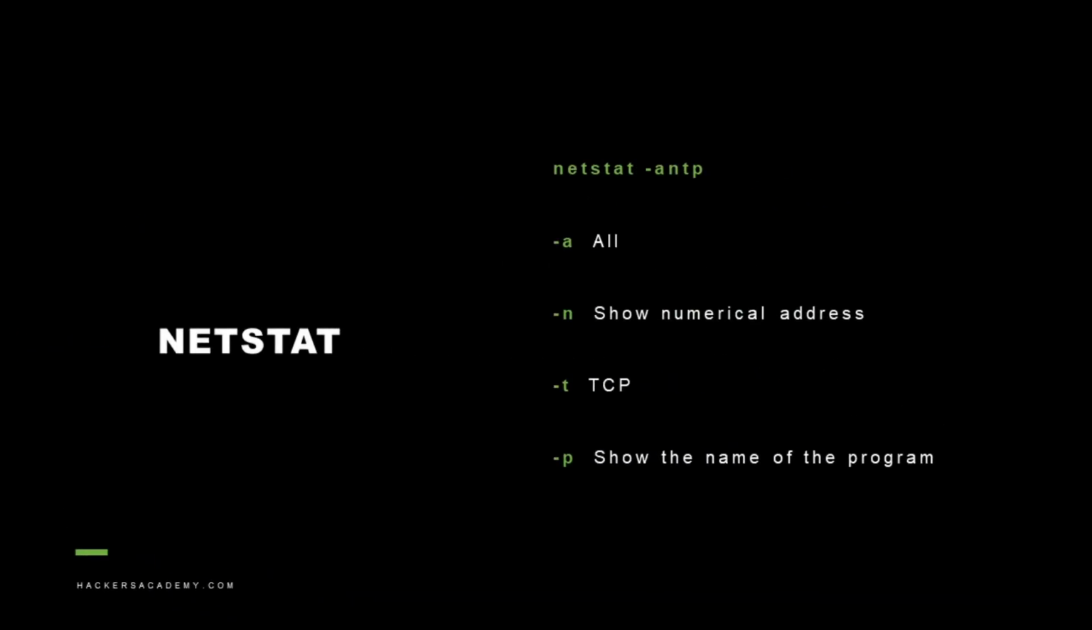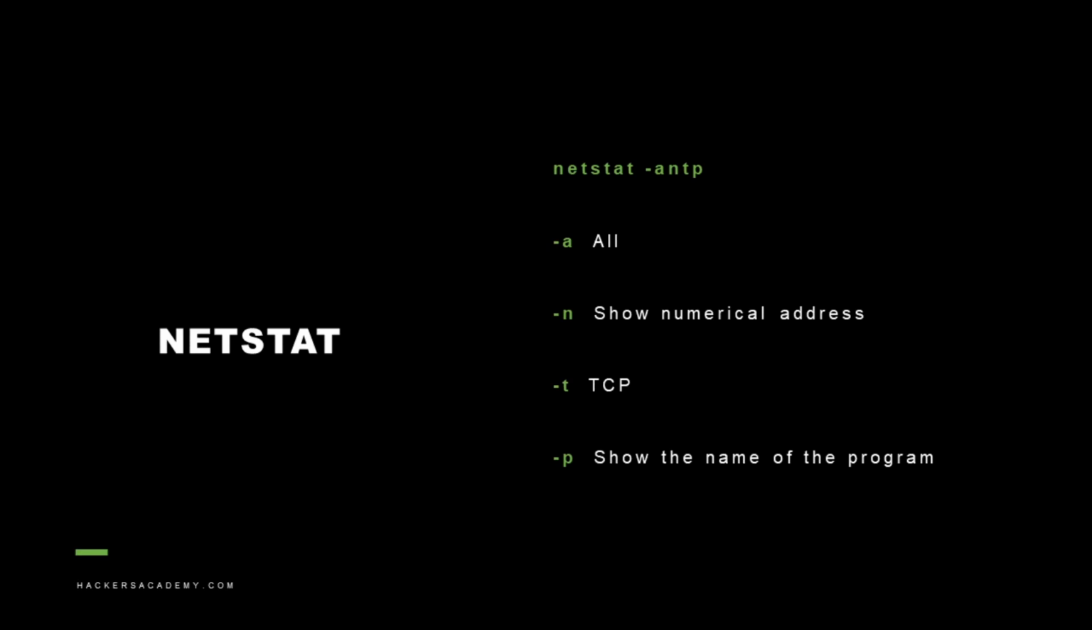Usually you would do this with a few more options to make the output a little bit prettier, a little bit easier to understand. I like to use it with the option of ANTP. A stands for all, so it shows me all the running services. T shows me the TCP services, so T stands for the TCP protocol. P shows me the name of the running service, and N shows me the numeric value of the port that the protocol is communicating with. So instead of showing me HTTPS, it will show me 443.